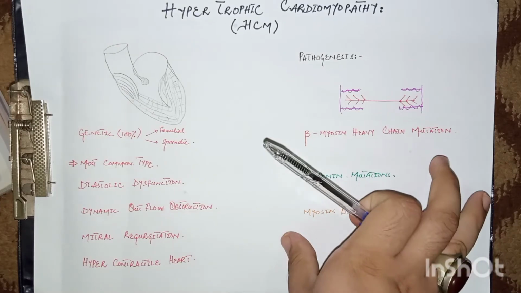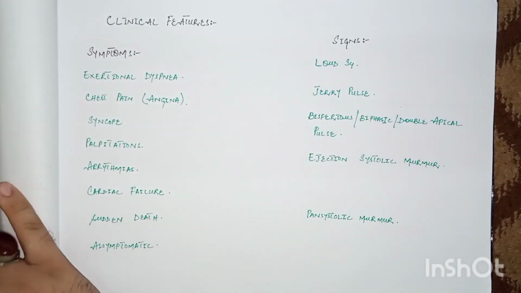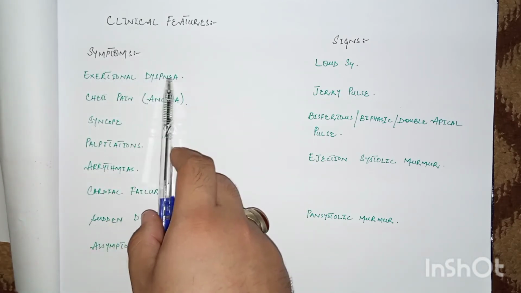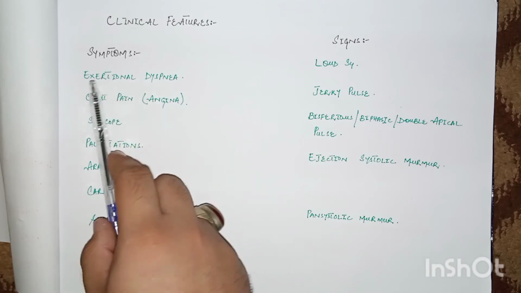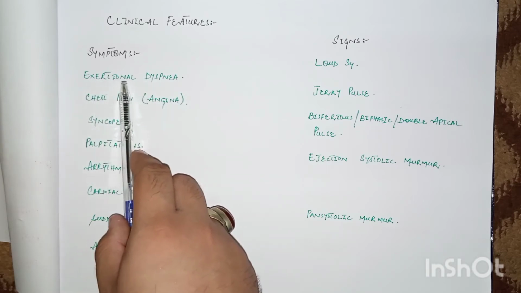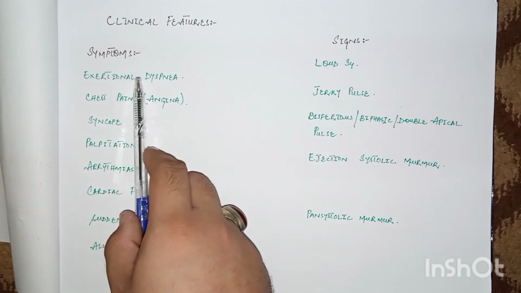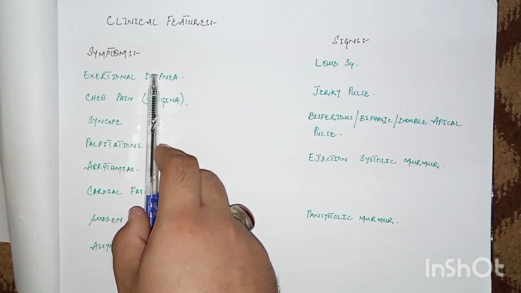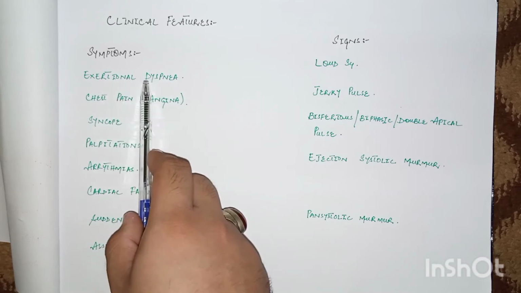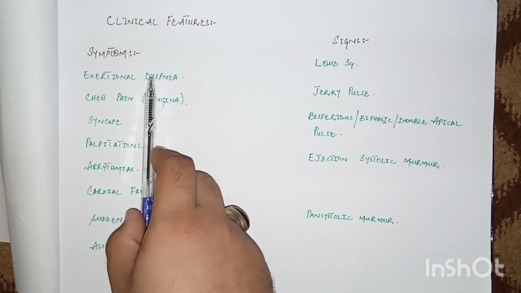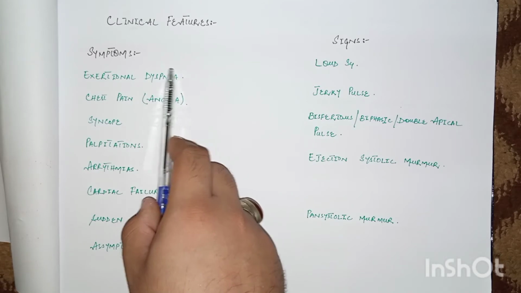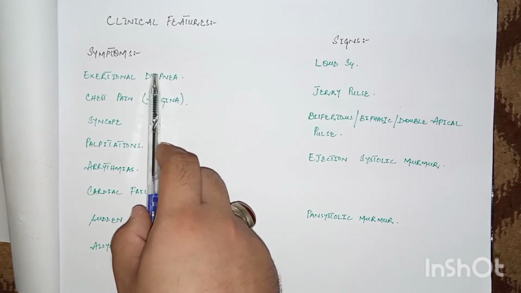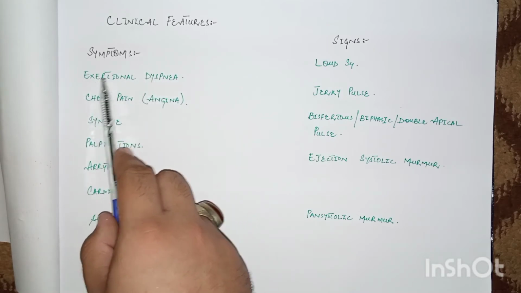Now come to the clinical features of hypertrophic obstructive cardiomyopathy. The symptoms include exertional dyspnea. The patient feels difficulty in breathing on exertion, especially during heavy strenuous exercise. The number one reason is mitral regurgitation, that is backward flow into the pulmonary veins, so there is lung congestion which causes this dyspnea.